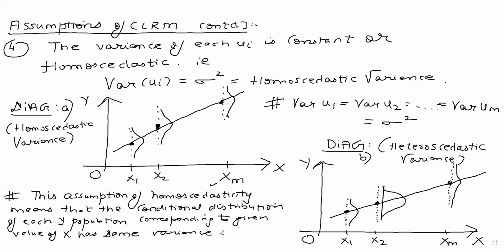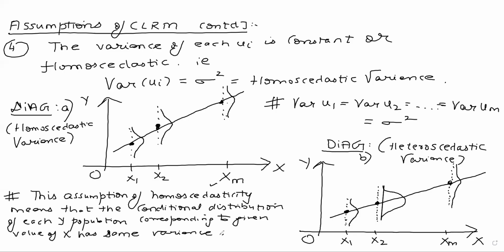Another way of saying it in simple terms, across all values of x, the variance of the ui's will be the same, where ui is nothing but the difference between the actual y and the expected y. Ui captures how the actual y differs from the expected y. So when we talk of homoscedastic variance, the conditional distribution of the y population will have the same variance.